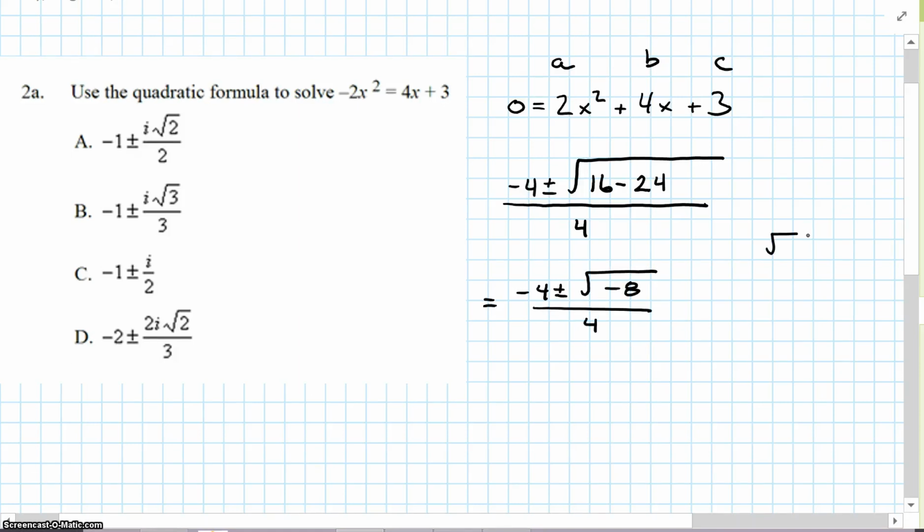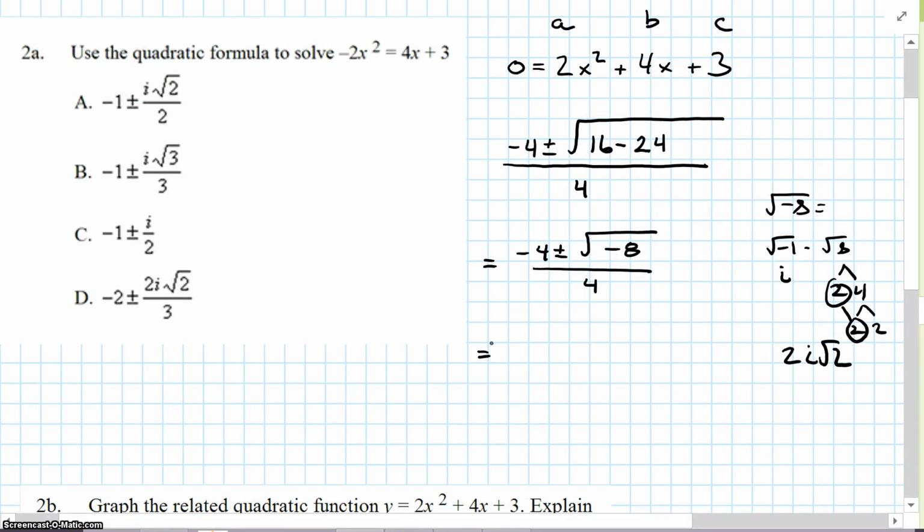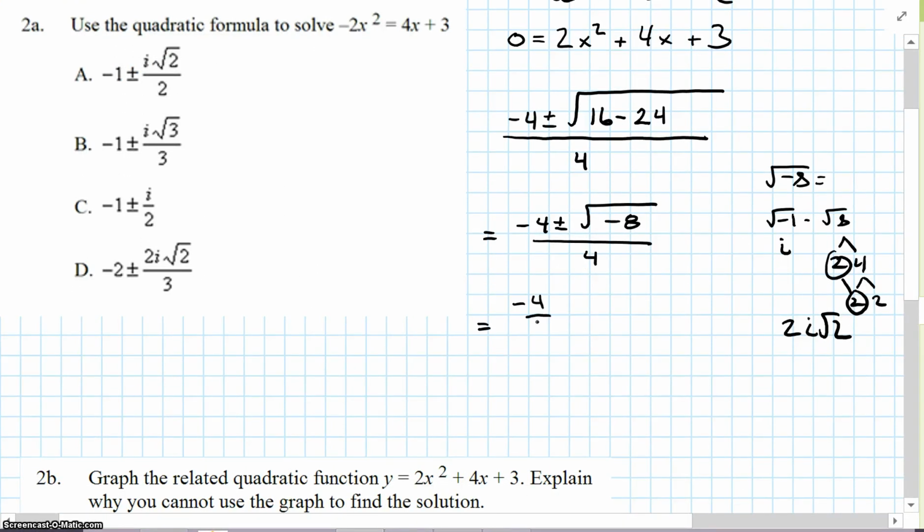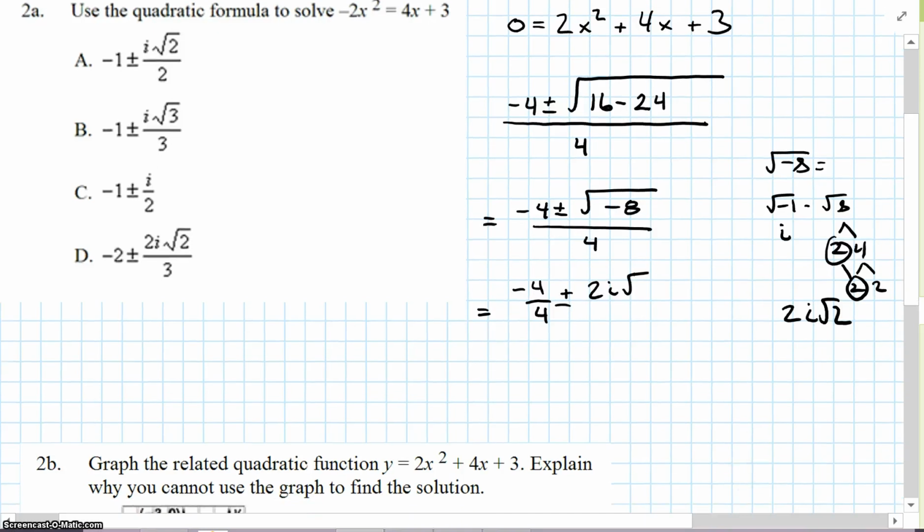Alright, let's work on the square root of negative 8. Well, that's the same thing as the square root of negative 1 times the square root of 8. So that's i. And 8 factors to 2 times 4, which factors to 2 times 2. So I have a pair of 2's. So I can rewrite that as 2i square root of 2. So here we go. So this is going to equal negative 4 over 4. Again, all I'm going to do is separate this. Plus or minus 2i square root of 2 over 4. So I can rewrite that as negative 1 plus or minus i square root of 2 over 2.